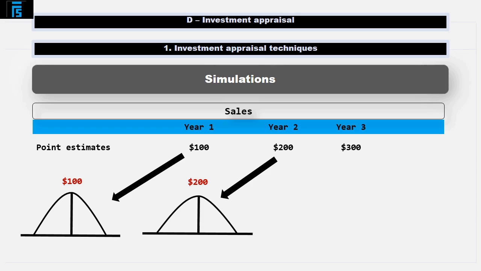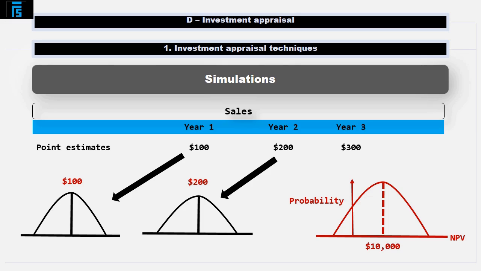Don't panic. You're not going to be asked to do the maths of this in the exam. You just need to be aware of this as a technique and be prepared to explain it. If some of the point estimates are replaced with probability distributions, the natural conclusion of this is that there won't be a single number at the end of the calculation for NPV. The NPV itself will be a distribution, perhaps like this.